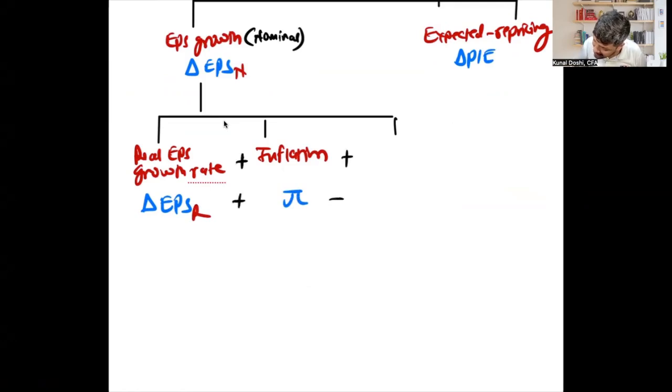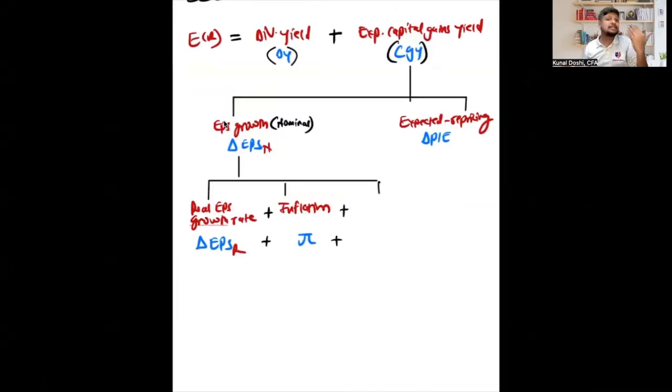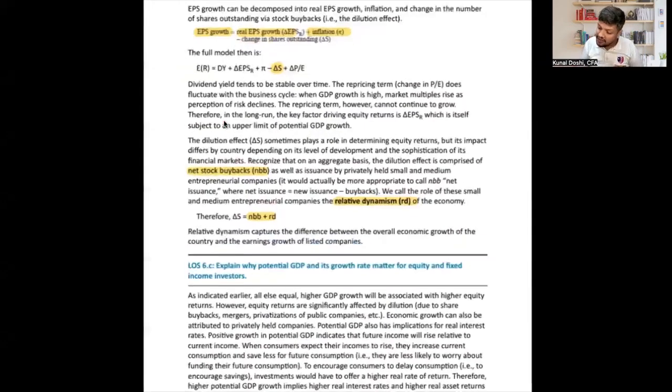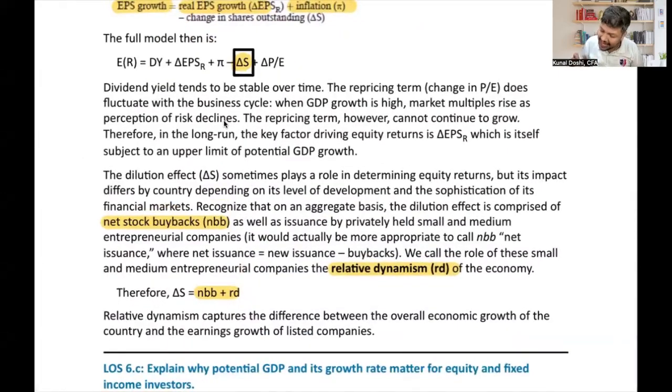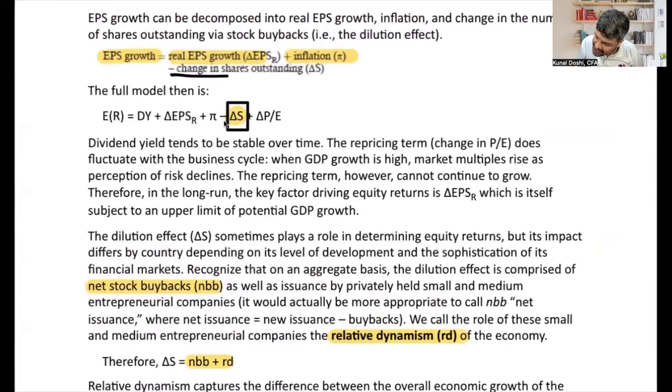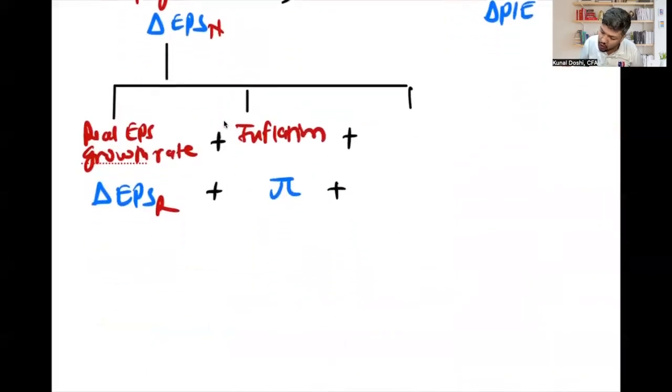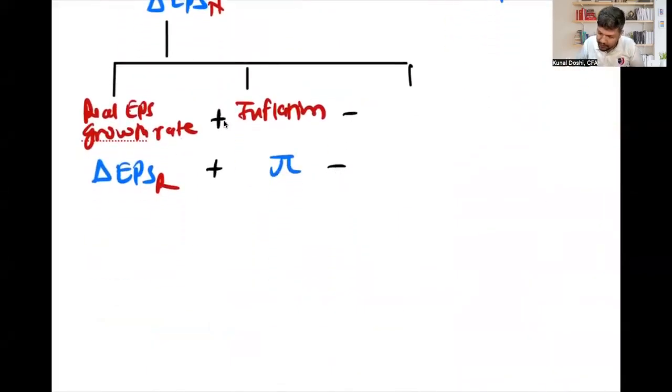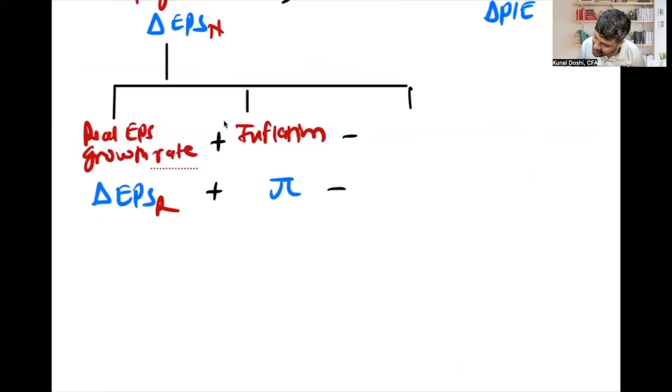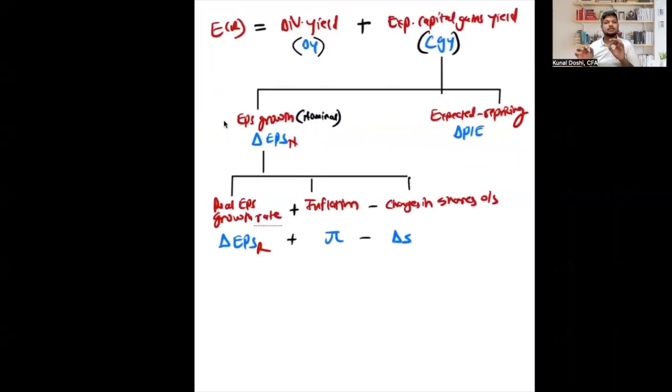So these two, plus there is one more component. The company's earnings per share will also be higher if there is a difference in the number of shares outstanding. Now this is minus change in S. What is this? I will discuss. So minus changes in the shares outstanding. All of these components I will discuss one by one.